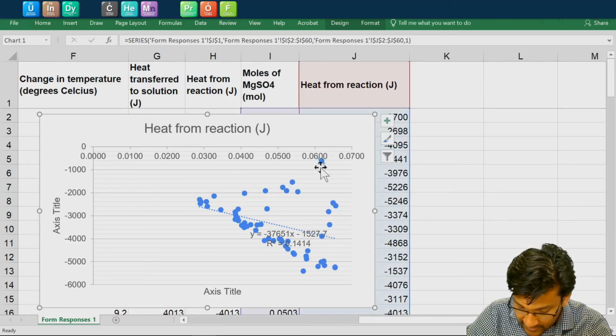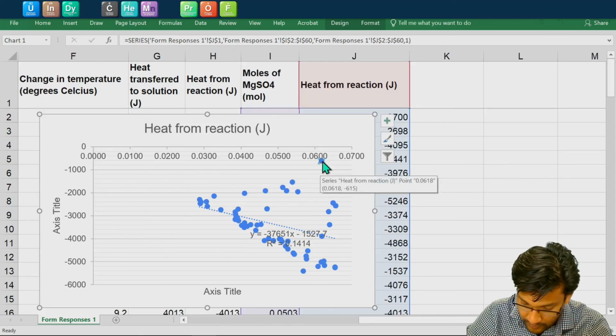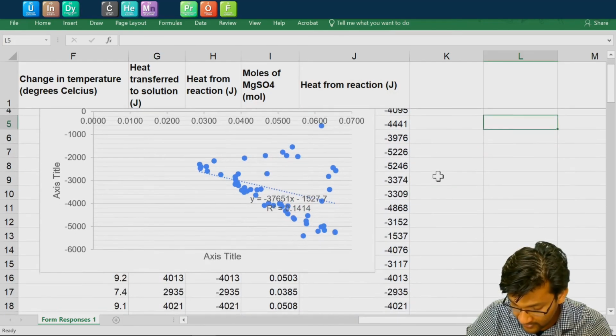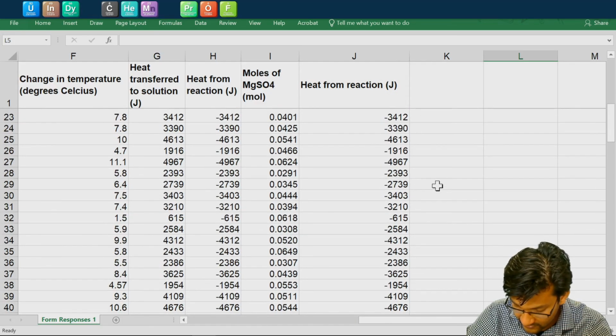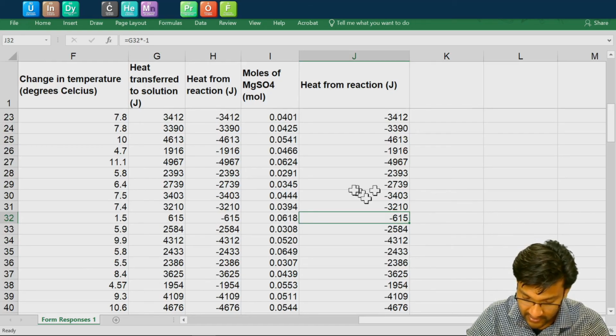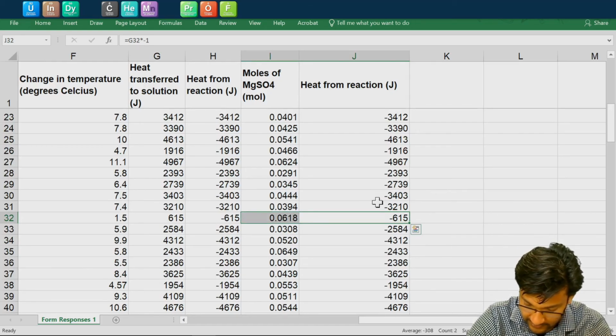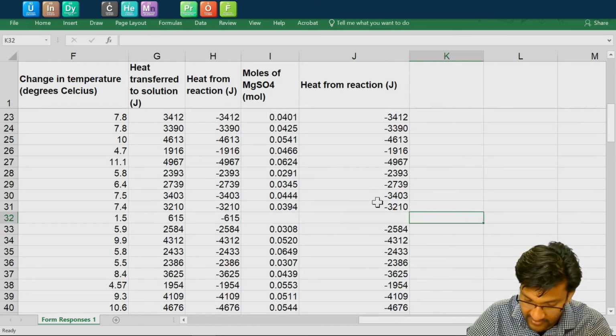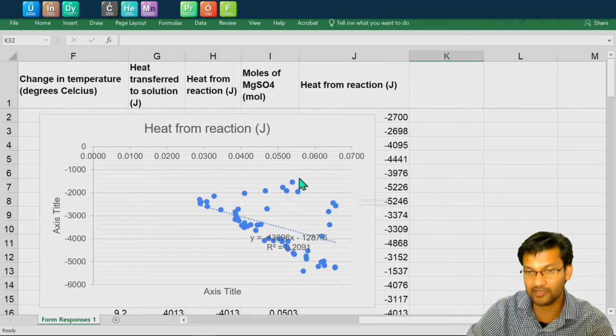I'll click it a few times so that only that dot is highlighted. I hover over it, and I see that the x value is 0.0618 and the y value is negative 615. So I'll then scroll here to find that y value of negative 615. It's right there. Something went wrong here. Not sure what it is, but I'll highlight both of those and I'll delete them. And so if I go back to my graph, we see that that data point is removed.